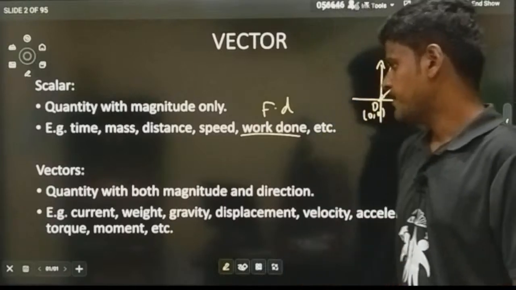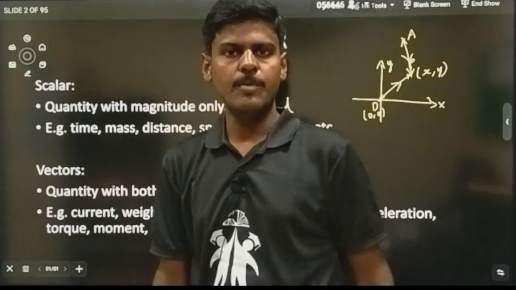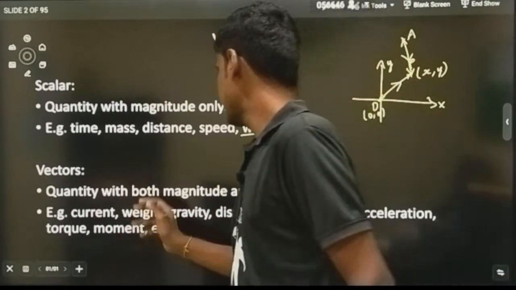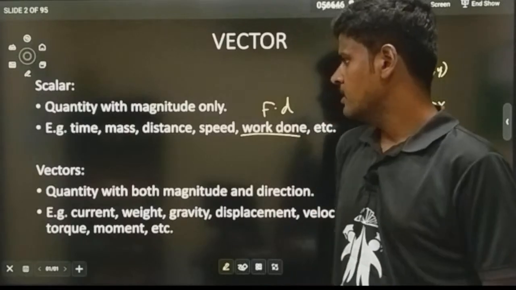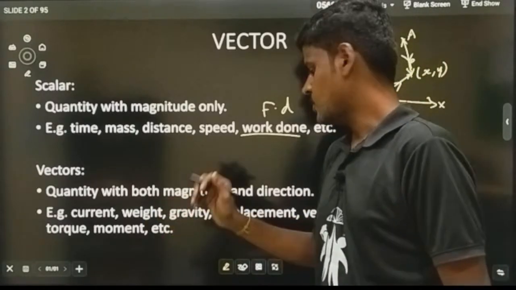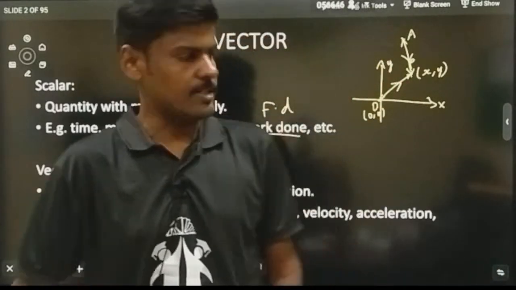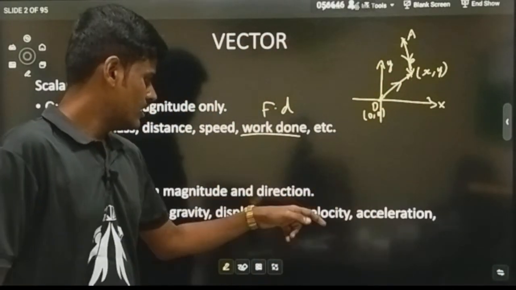Now coming to vectors. What are some examples of vector quantities? Current. Obviously, the direction in which the current flows will matter. Similarly, weight. What is weight? Weight is nothing but mass into gravity. So gravity, again, is a vector quantity. Acceleration, again, is a vector.